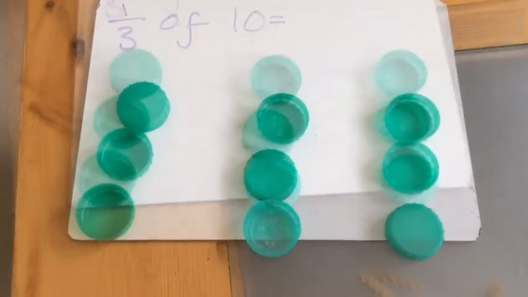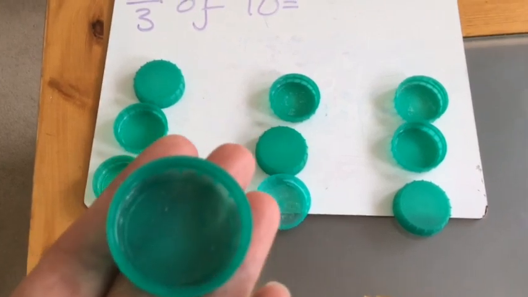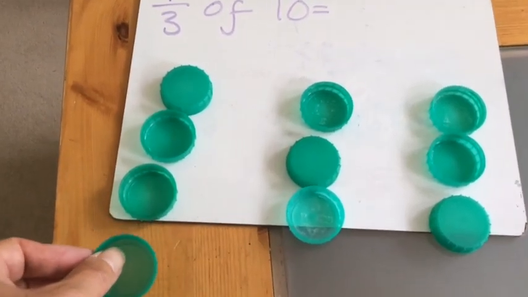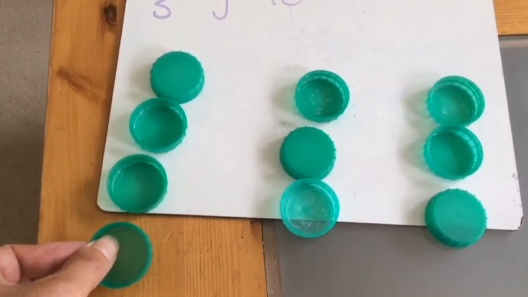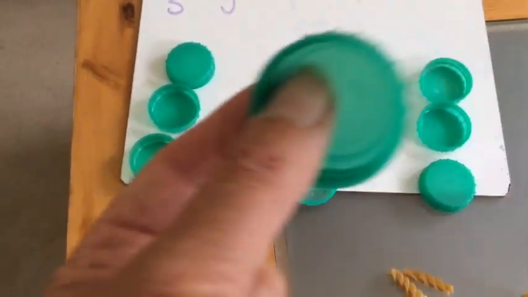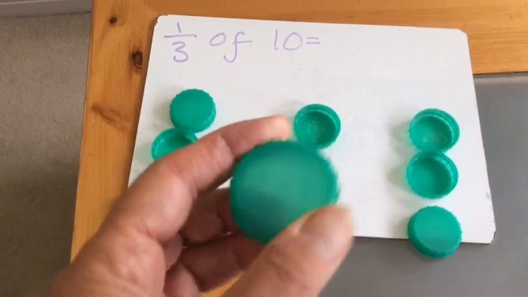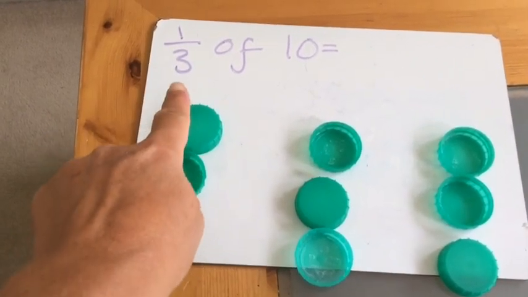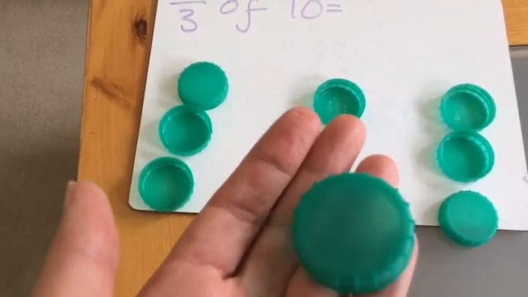I haven't quite finished yet. Still got 1 left over. It wouldn't be fair if I put it there. That one would have more. Wouldn't be fair if I put it there or there. And I can't cut this up. So I can't really find 1/3 of 10 of these.